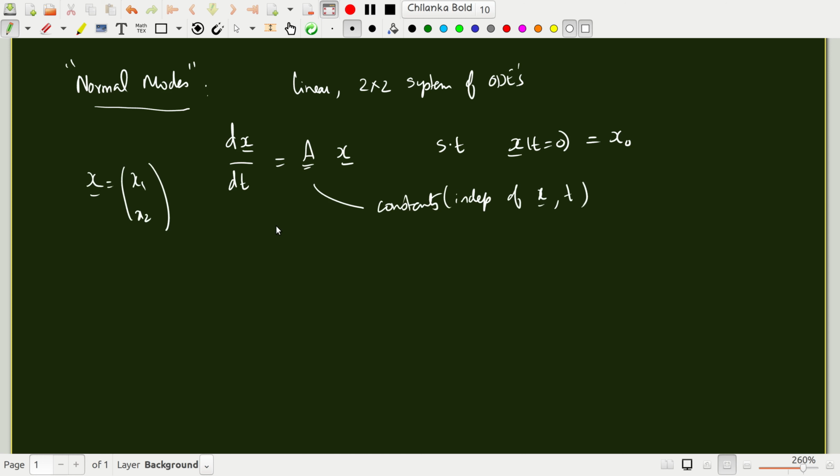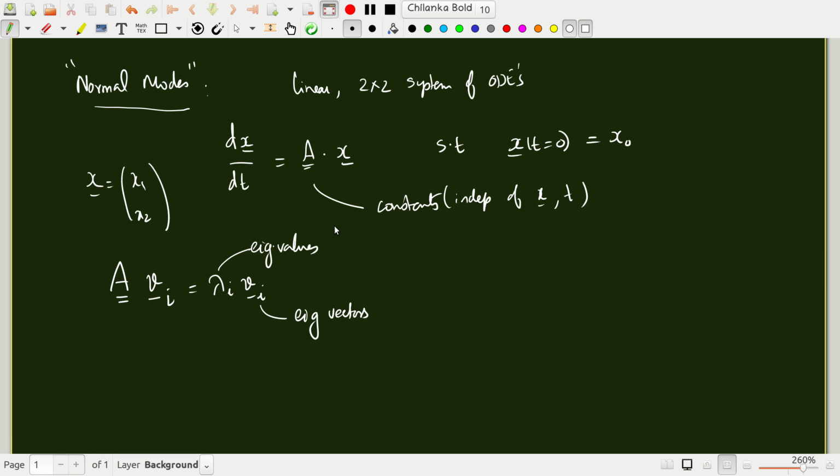Now how are we going to solve this? One of the standard ways to solve is to say that first I will solve the eigenvalue problem for A. That is, I will solve A v_i equals lambda_i v_i. Now there are two eigenvalues if you are considering a 2D system. So let's say we solve for the eigenvalues and eigenvectors.